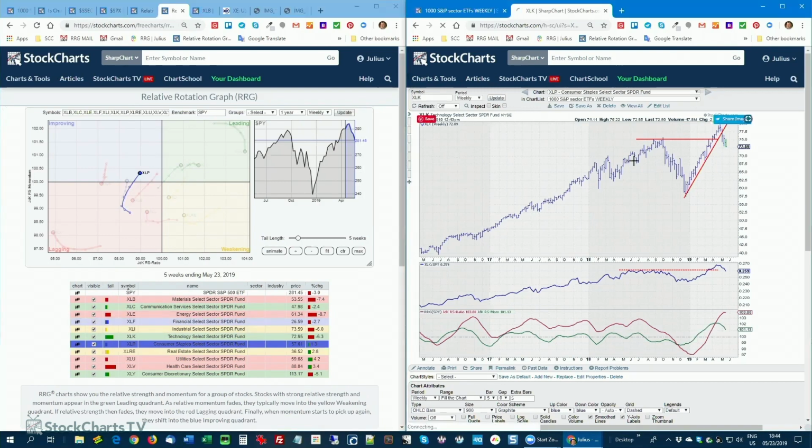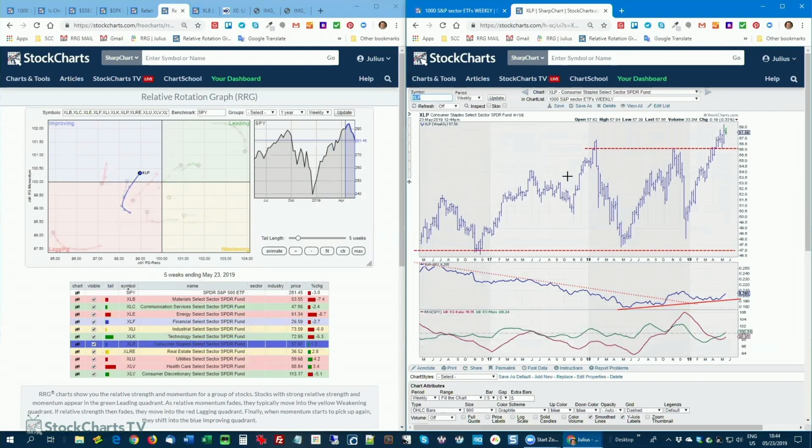Staples. I do like staples. Why? Because it's rotating strongly. It's got a strong RRG heading. It's in improving, close enough to the leading quadrant to be able to pull through and continue into the leading quadrant. But really, because it just broke to new highs and it is still holding up above those previous highs that are now acting as support. So here we have a sector that is well protected on the downside and has got a ton of upside potential in terms of price.